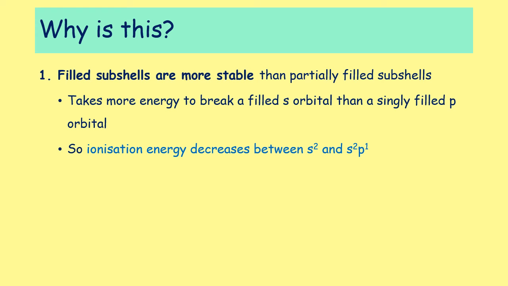So your explanation, why do we get these slight variations in the trend of first ionization energy? Well, filled subshells are more stable than partially filled subshells. It takes more energy to break an electron out of a filled s orbital than to remove an electron from a p orbital, well, a set of p orbitals where there's only one electron. So ionization energy always decreases between group 2 and group 3.